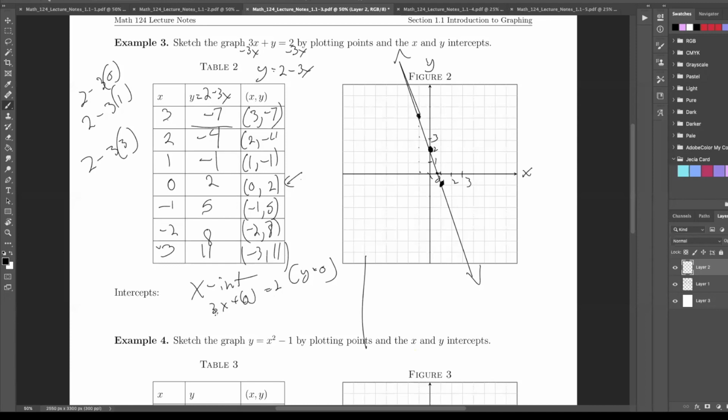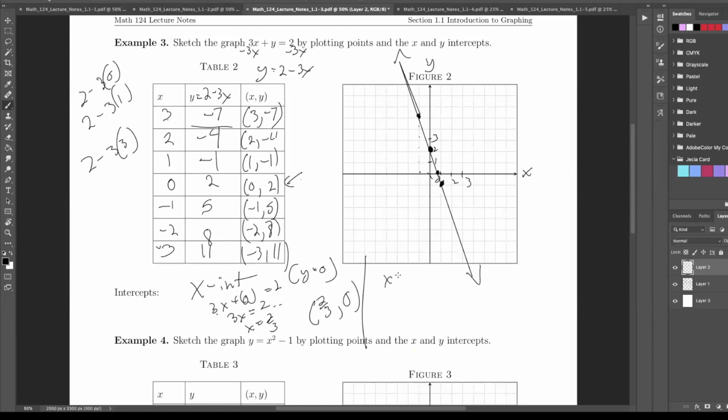If I solve this, I'm just going to divide. This is 3x equals 2. Divide by 3. And so I have x equals 2/3. And so I have the point 2/3, because that's what x is, and 0. So that's my x-intercept right here, (2/3, 0).